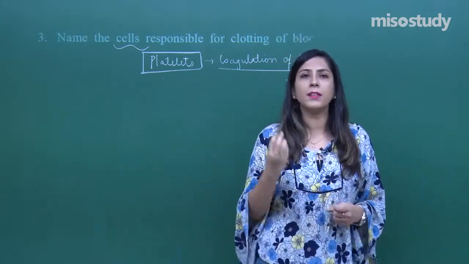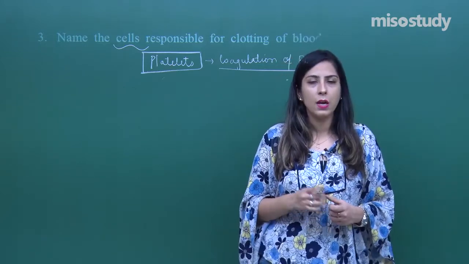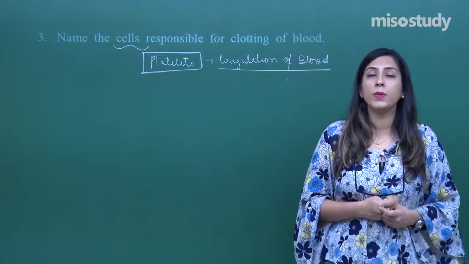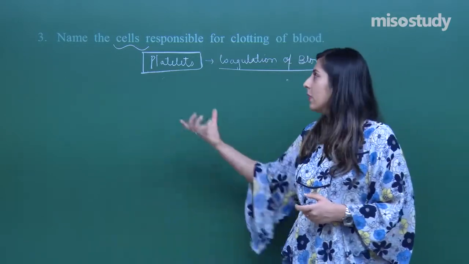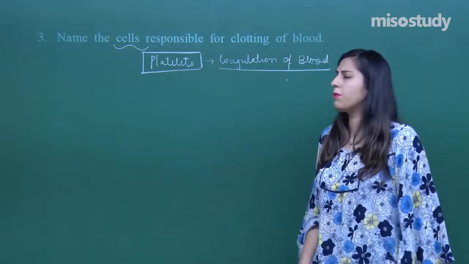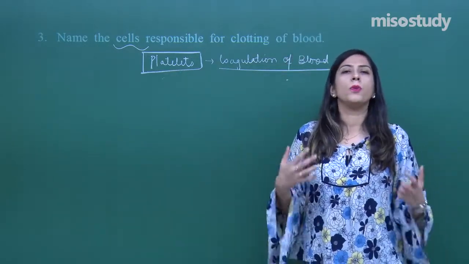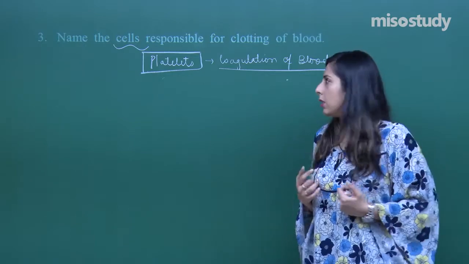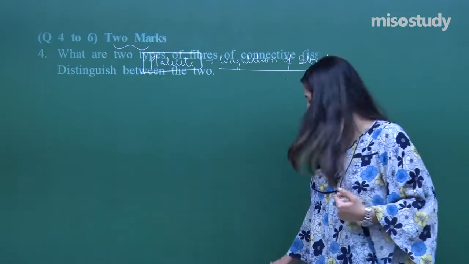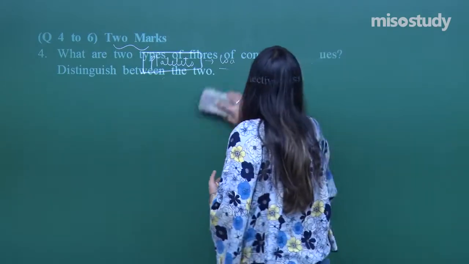In blood, 3 different corpuscles are present. One is RBC, red blood corpuscles, second is WBC, and third is platelets. Out of which the platelets help in coagulation. Along with that, the function of platelets is also to protect ourselves, right? Now let's move on to the next question, and this question is from a separate category, that is of 2 marks.